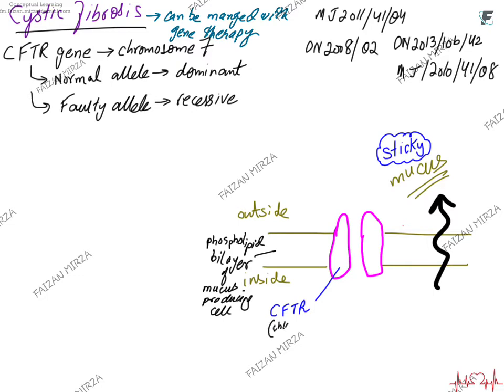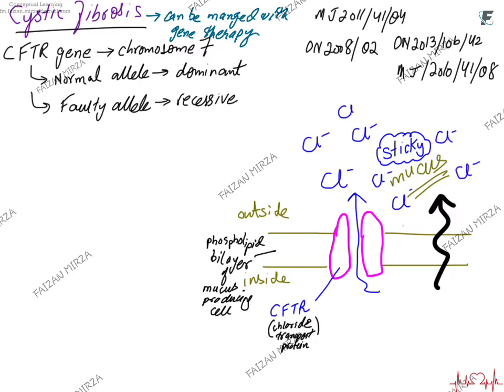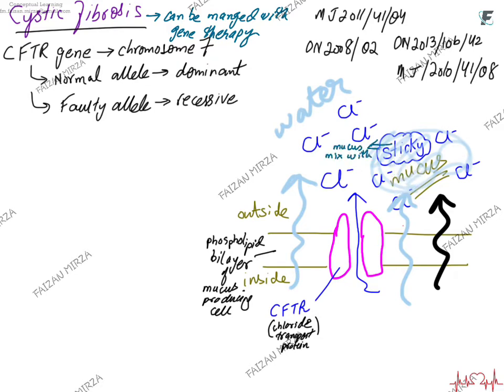The function of this CFTR channel is actually a chloride transport protein channel. So it functions by allowing the chloride ions to go out. When chloride ions go out from the cell, they mix with mucus. When they mix with mucus, they make this region hyperosmotic or hypertonic. As a result, the cell loses water. When the cell loses water, this mucus becomes diluted, and the diluted mucus can easily be lubricated and move ahead across this region. It is easy to flow.